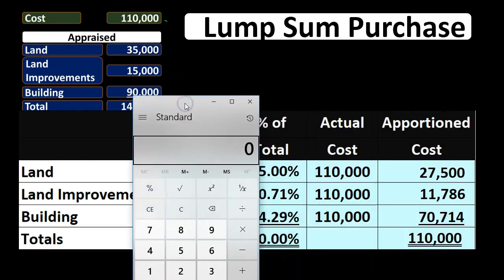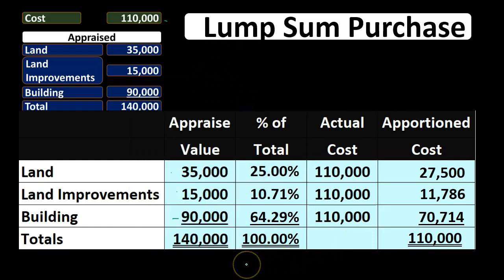So if we add all that up, 27,500 plus 11,786 plus 70,714 gives us our 110. So that's a very useful way to do this. If we have some type of allocation method that doesn't quite allocate to the dollar amount we're looking for, we can still use it. We can still use the appraisal. What we'll do is we'll take the ratio of the amounts compared to the total. That'll give us the ratio that we can then multiply by the cost to find the proper allocation, or an appropriate allocation.